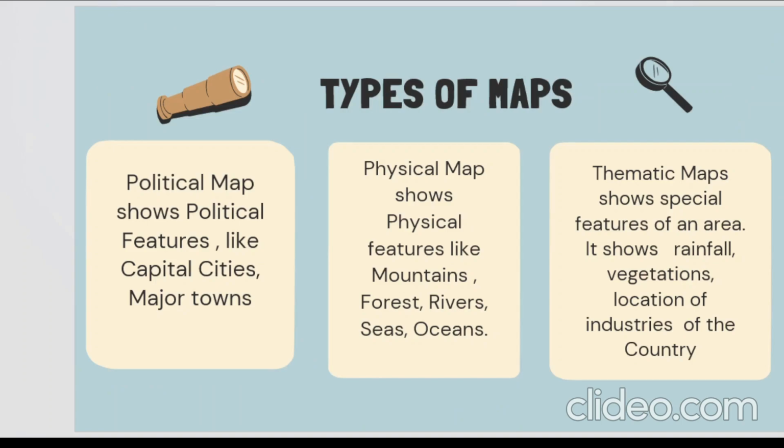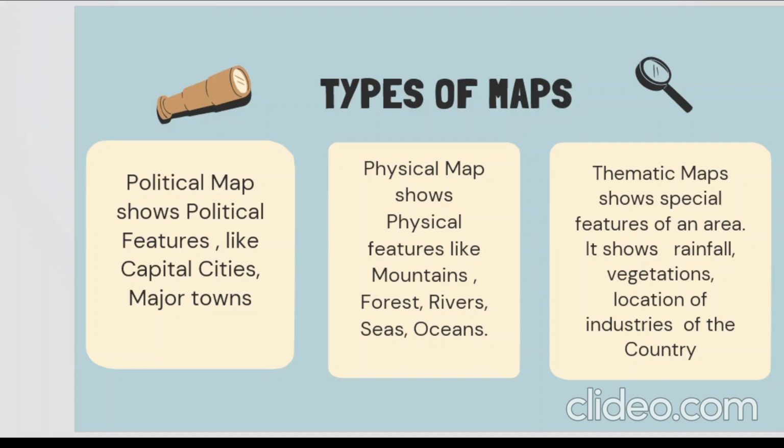Let us now see types of maps. There are basically three types of maps: political map, physical map, and thematic map. A political map shows political features like capital cities and major towns. On the other hand, a physical map shows physical features like mountains, forests, rivers, seas, and oceans.